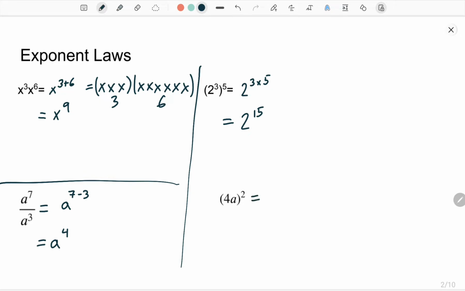And in the last case, if you have an exponent outside a set of brackets like this, you can kind of treat it like the distributive law, where you can apply it to both of the parts inside of the brackets. So that means it would be equal to 4 squared times a squared. And since 4 is a number, you can calculate what 4 squared is, which would be 16. So 16a squared. And that's a quick recap of some of the most basic exponent laws.